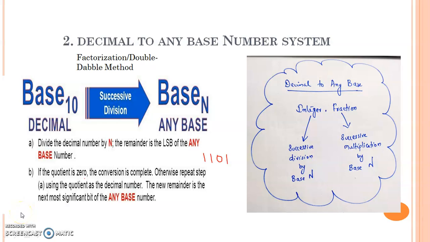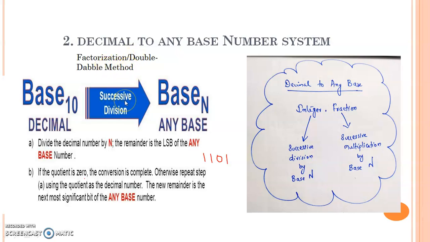We have seen how any number in any base is converted into decimal number system. So in this video, we will see how a decimal number is converted into any base number system. The method that is used for converting a decimal to any base number system is the successive division method. The other name for successive division method is factorization method or double table method.